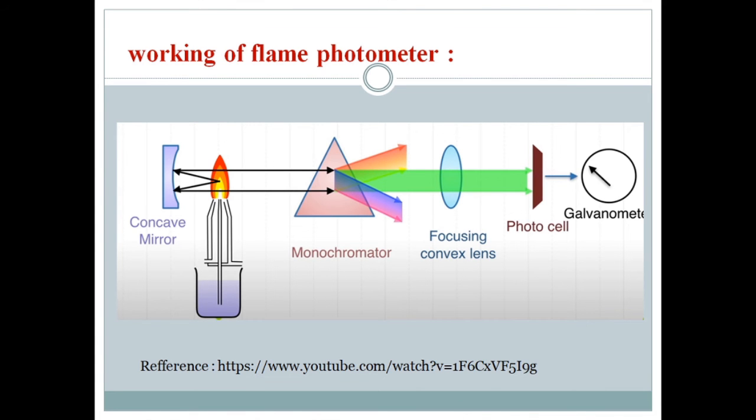Now the working of the flame photometer. See here, this is a burner, this is a flame, this is a concave mirror. After the flame there is a monochromator, focusing lenses, photocell, and galvanometer. So see here the working of the flame photometer. How is the working of the flame photometer?